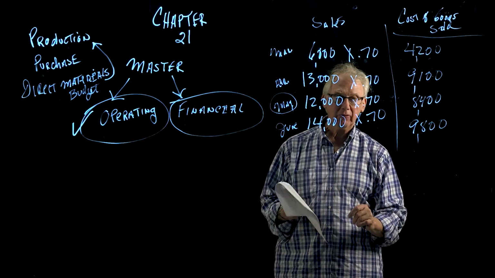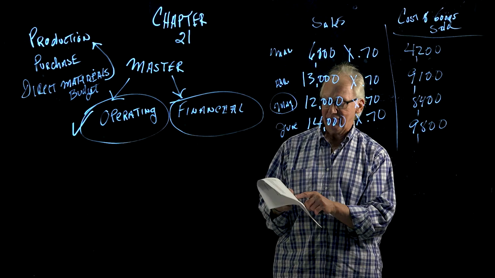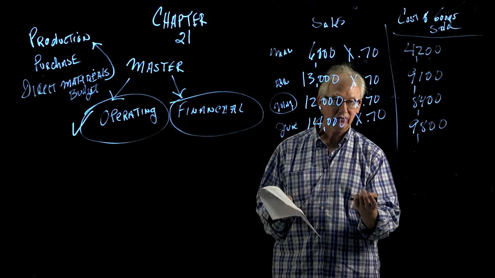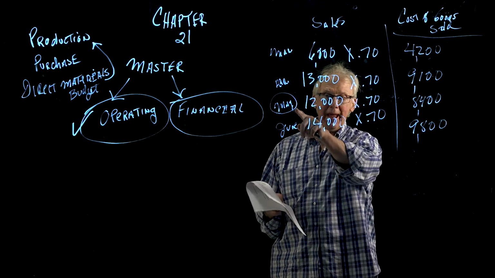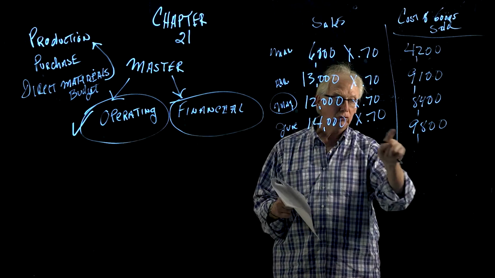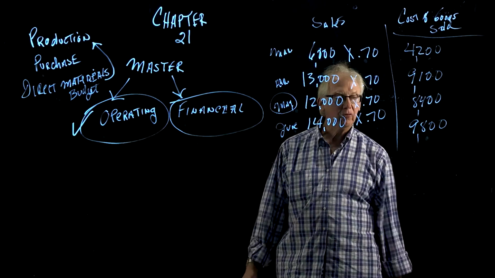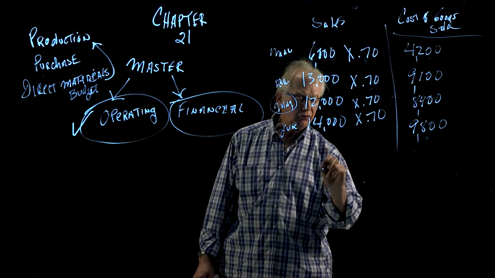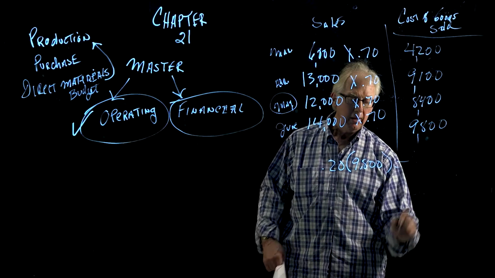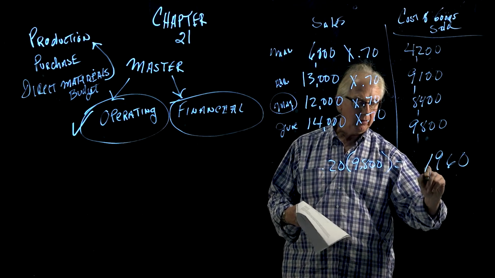The reason I want to figure out the ending inventory for May is because if we look here, it says desired inventory levels at the end of the month are 20% of the next month's cost of goods sold. That's the policy. So if I want to figure out ending inventory for May, I would say 20% of June's cost of goods sold. So let's take 20% times 9,800, which is June's cost of goods sold. And what do we get? 1,960. Right, 1,960.